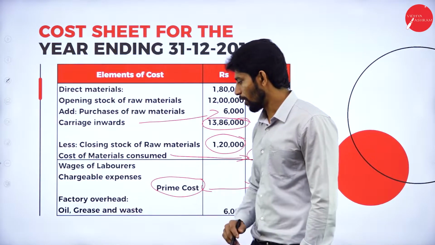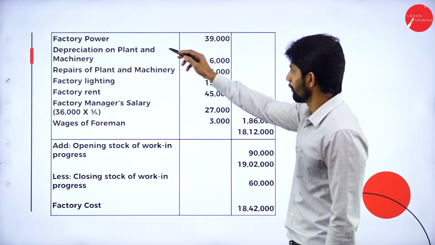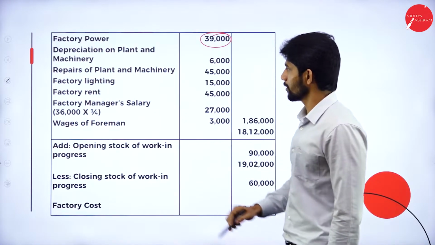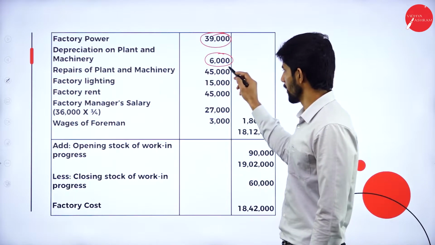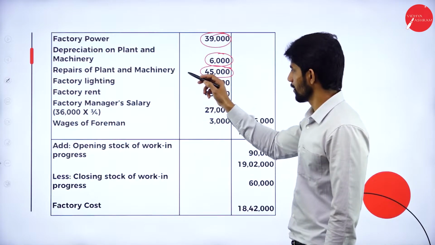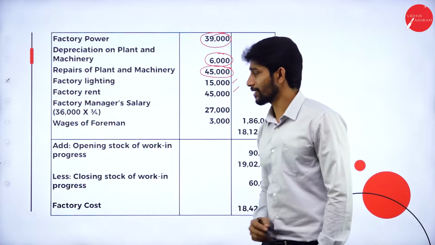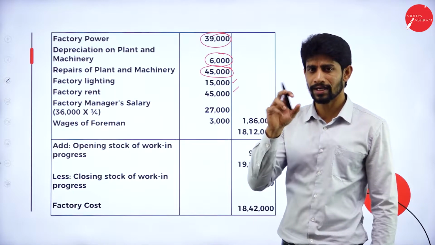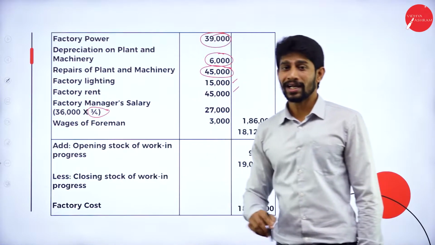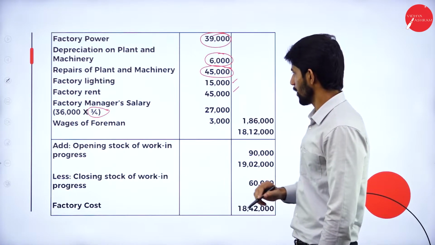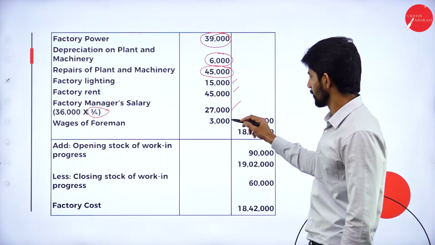In that we have oil, grease and waste of rupees 6,000 and next factory power 39,000, depreciation on plant and machinery 6,000, repair of plant and machinery 45,000, factory lighting 15,000, rent 45,000, factory manager salary, total salary is 36,000. In that 3/4 relating to factory manager. So if you compute 3/4, you will get 27,000. Wages for foreman 3,000.